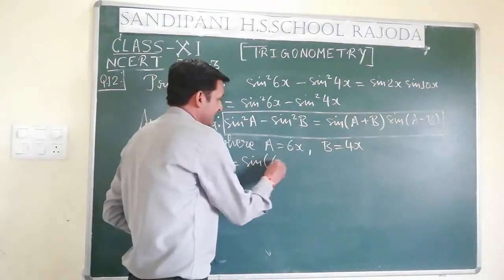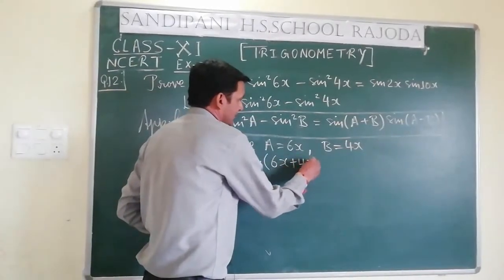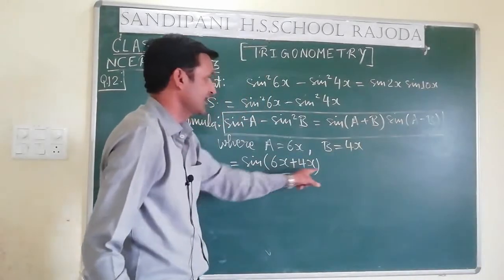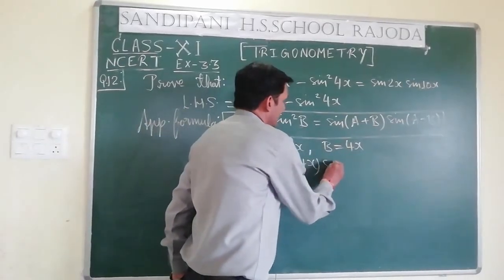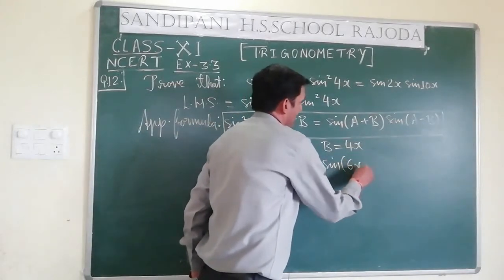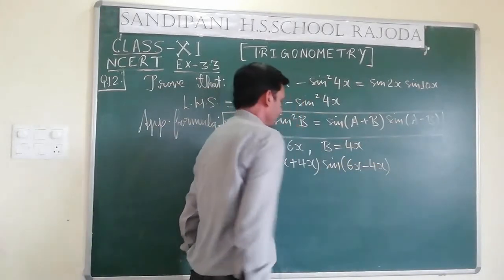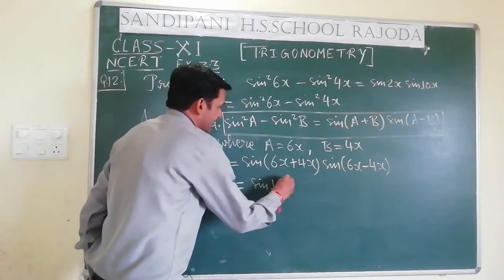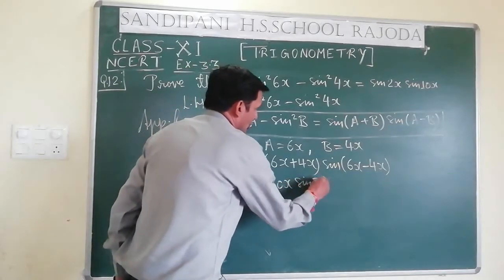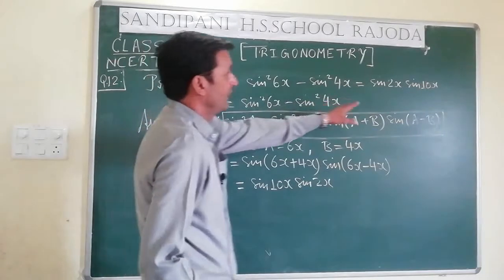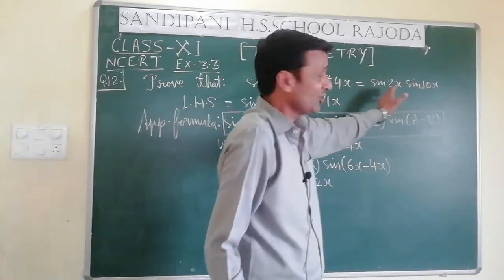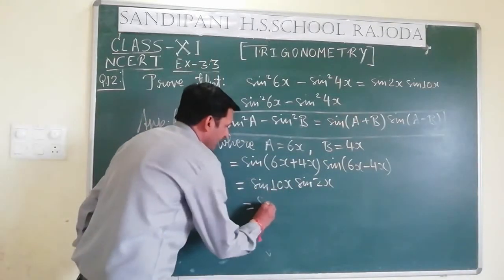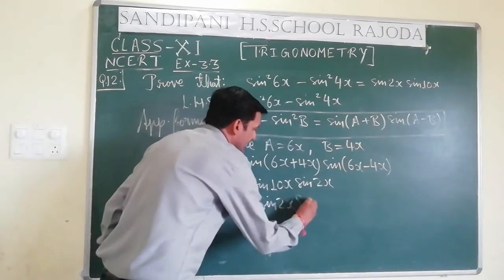So it will become sin(6x plus 4x), as A is 6x and B is 4x, sin(6x minus 4x). So it will be equal to sin 10x sin 2x. These two terms are in multiplication, so the order may be anything. You may write it in that manner also, sin 2x sin 10x.